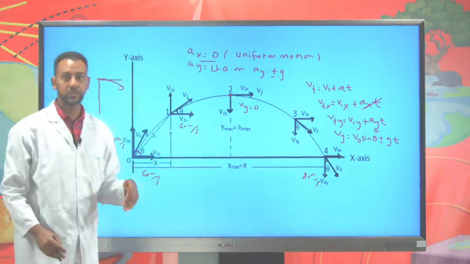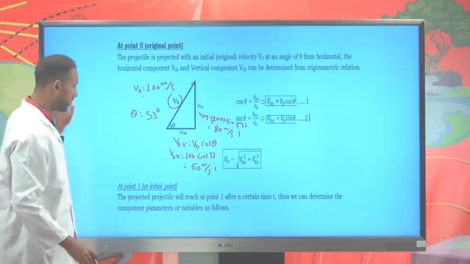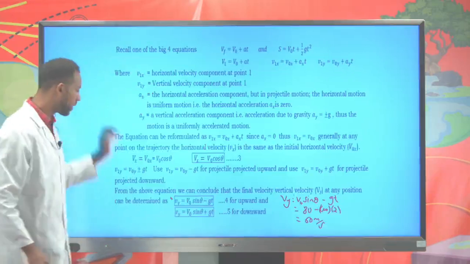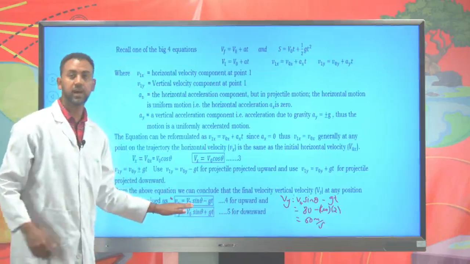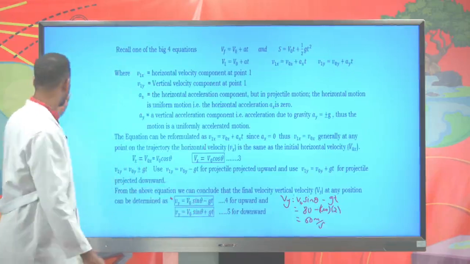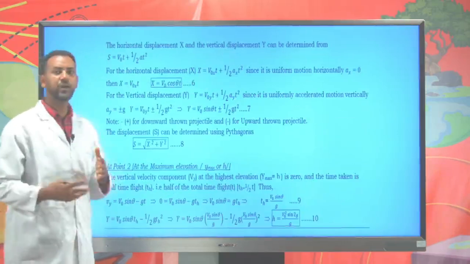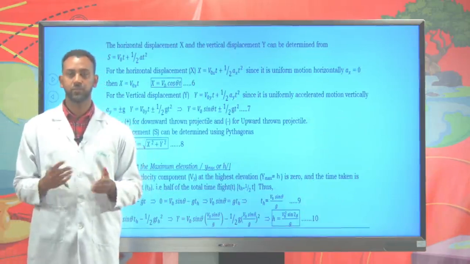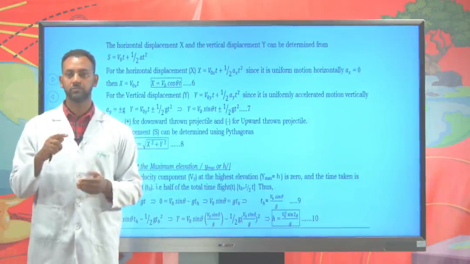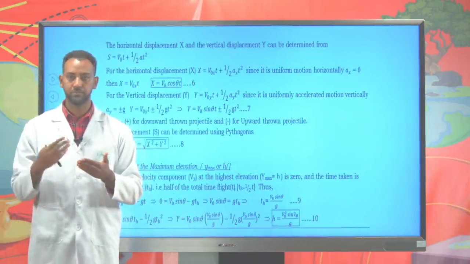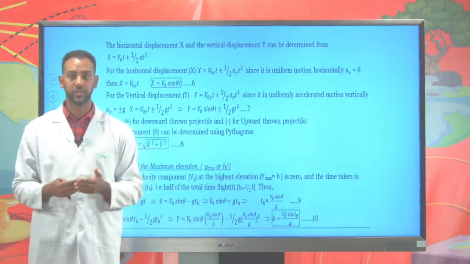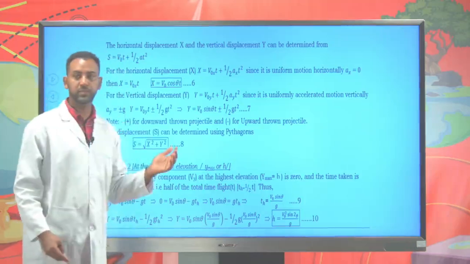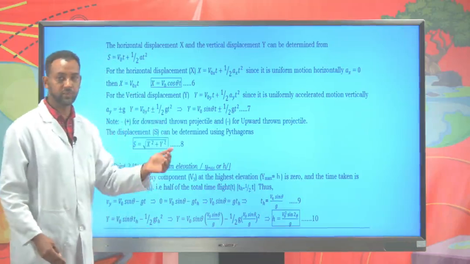So this is a projectile motion, and some of the common equations are this one, the initial components, this one, the vertical components after a given time t. It's also possible to discuss the horizontal and vertical displacement. So far we have discussed the time interval, and the horizontal and vertical velocity components at time t. Now, how do we determine the horizontal and vertical displacement?